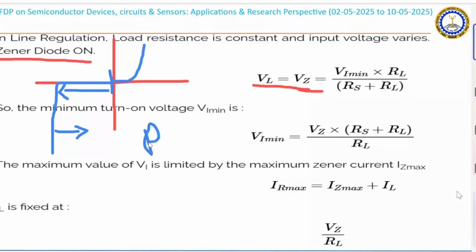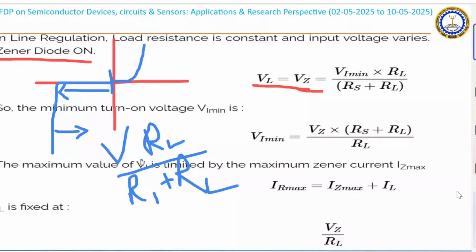RL upon R1 plus RL. See, total current will be Vs upon R1 plus RL. So the voltage across the load will be VL is equal to Vs RL upon R1 plus RL. And Vs is nothing but Vi minimum, as referred.